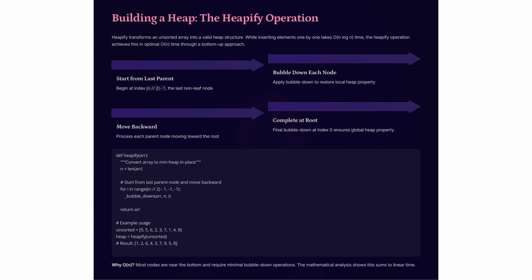Heapify efficiently transforms an unsorted array into a heap in O(n) time using a bottom-up approach. Starting from the last non-leaf node, index (n-2)//2, apply bubble down to each node, moving backward to the root. This ensures the global heap property is maintained, as most nodes require minimal adjustments.